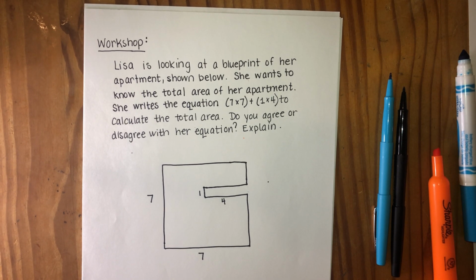Let's take a look at the last question. Lisa is looking at a blueprint of her apartment, shown below. She wants to know the total area of her apartment. She writes the equation 7 times 7 plus 1 times 4 to calculate the total area. Do you agree or disagree with her equation? Explain. What can we do to determine if Lisa's equation is correct or incorrect?